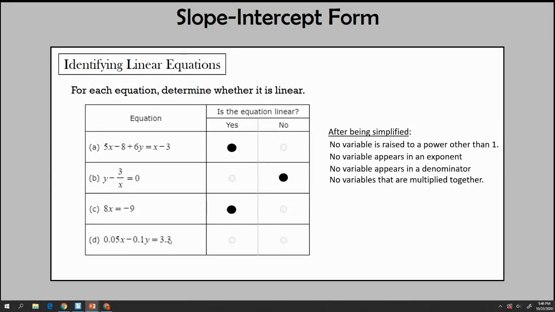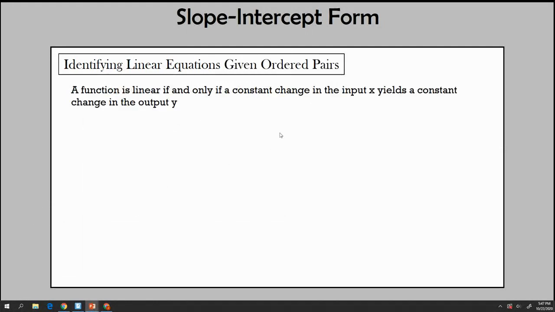This last one, you might see a bunch of decimals and think that's a problem. It is not. It's all about variables. They're both to the first power. Okay. There's no variable in the denominator. There's no variable as an exponent. There's not variables multiplied together. So even though there's decimals and such, that doesn't matter. That's a linear equation. So that's the first type of question you're going to get.